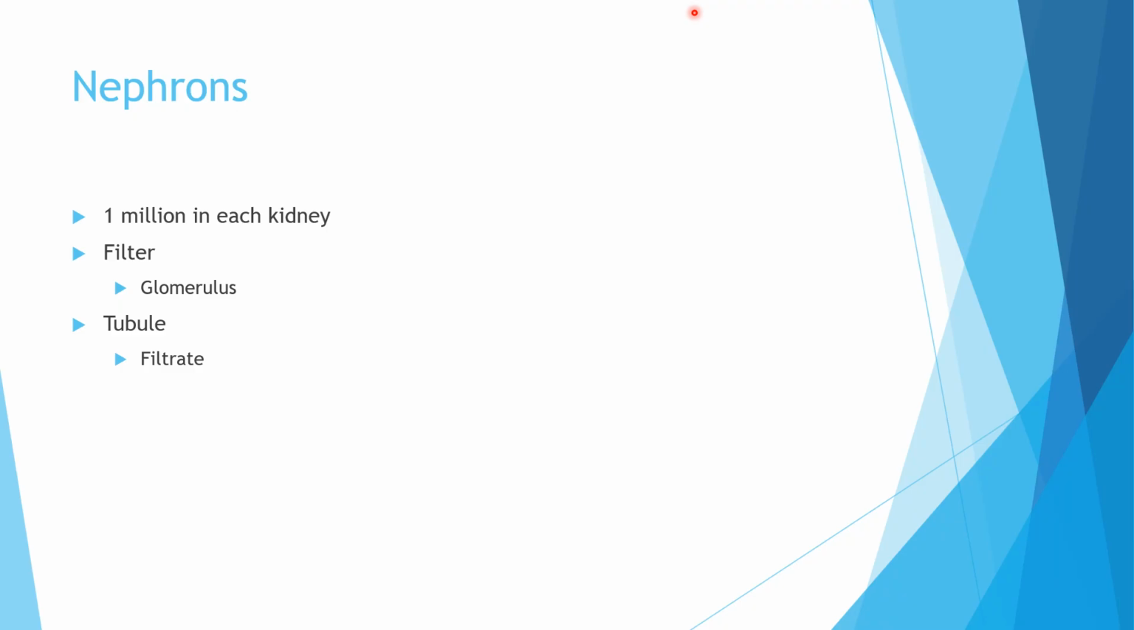Okay, and then again, our nephrons. Each kidney has millions of nephrons. They're going to filter blood using our glomerulus, so filtration through our Bowman's capsule, and then we're going to have reabsorption and secretion through all of our different tubules. So we have our proximal tubule, our loop of Henle, and our distal tubule.